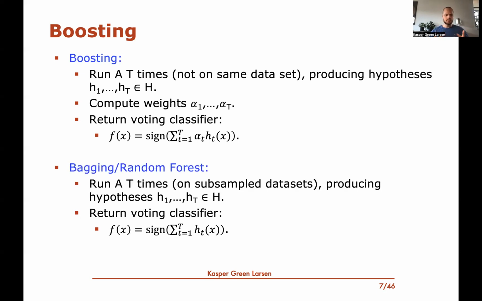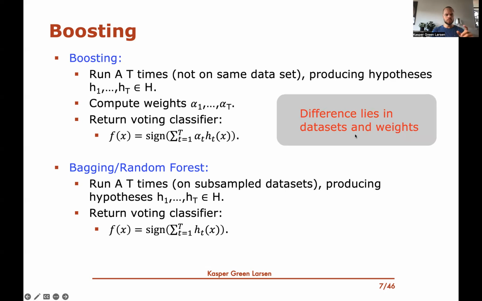And if we compare this to bagging and random forest, what we did there was run a base learning algorithm A, T times again, on subsample data sets. So we randomly sampled a subset of the input data set, and then ran the base learning algorithm on these subsample data sets, returning one hypothesis for each. And the final classifier, if it's a classification problem, is just a simple majority. So there are no weights here. It's just the sign of the sum of the predictions made by these T hypotheses. Okay, so you can see that it has very much the same structure.